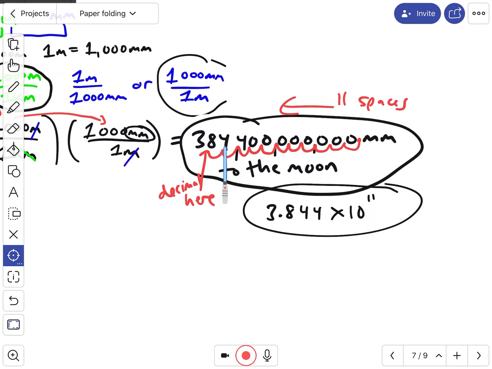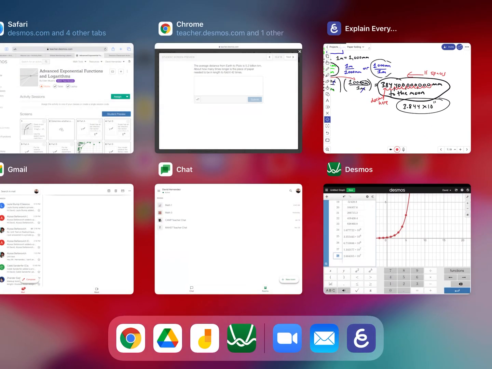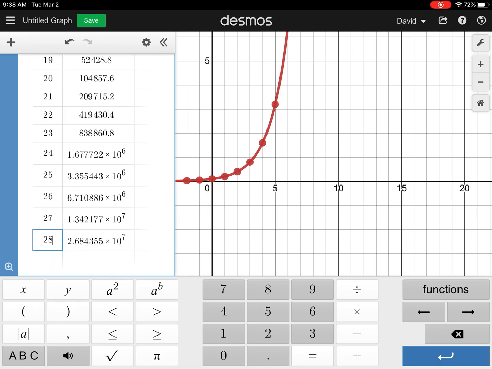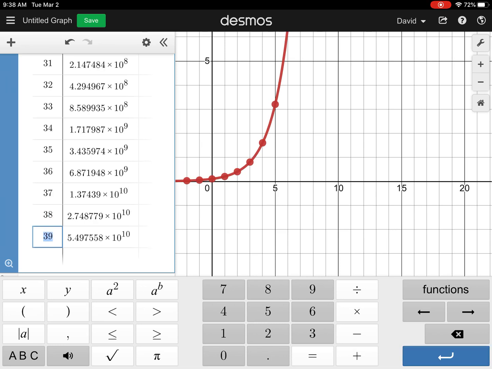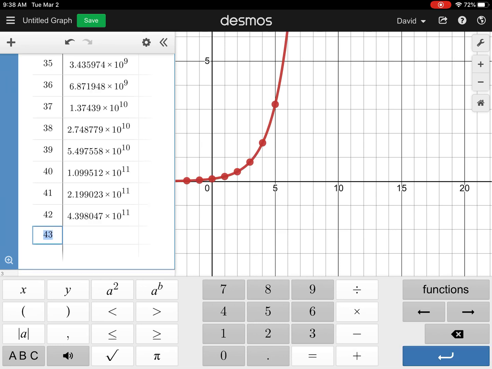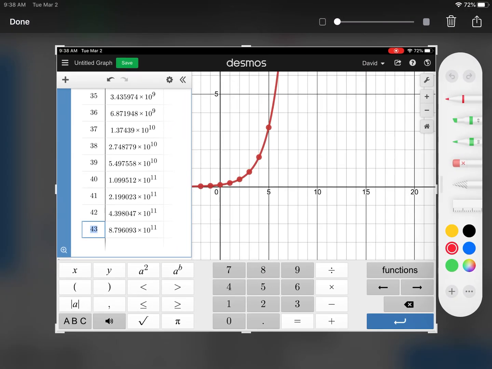If this were a really small number like 0.0000384, that would be a negative exponent. But because this is a large number, this is a positive exponent. So we're looking for about 3.84 times 10 to the 11th in scientific notation. So we're at 10 to the 7th, so not quite yet. 10 to the 8th, 10 to the 9th, 10th, 11th. Okay, so we're pretty much at the place where we are looking for 3.84 times 10 to the 11th, which is right between these two.